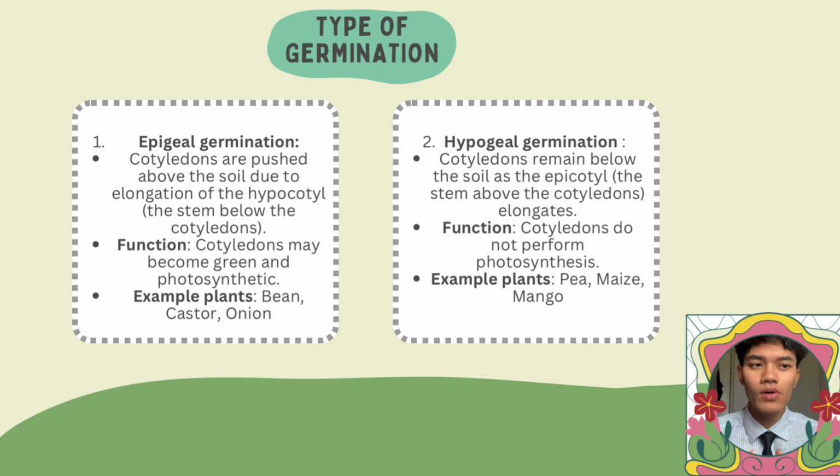And next for hypogeal germination. In hypogeal germination, the cotyledons remain below the soil as the epicotyl, the stem above the cotyledon, elongates. And the function of hypogeal germination is that cotyledons do not perform photosynthesis. Example plants for this hypogeal germination are pea, maize, and also the last example is mango.